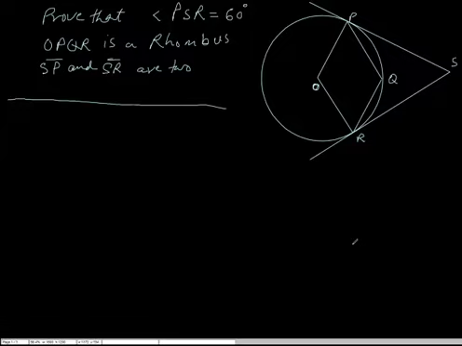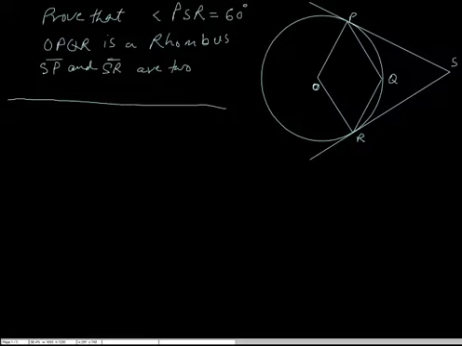Hi, this is a question from a GCSE exam paper. I have been questioned by a few pupils, so I thought I would share it with you. What we need to do in this question is prove that the angle PSR is 60 degrees.